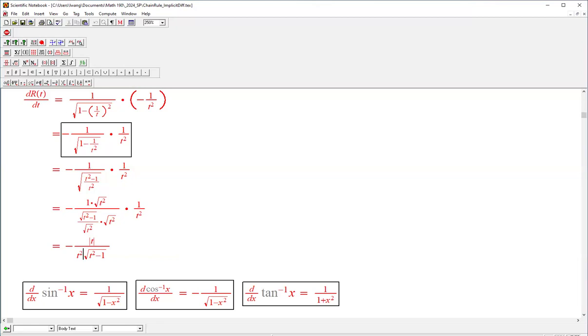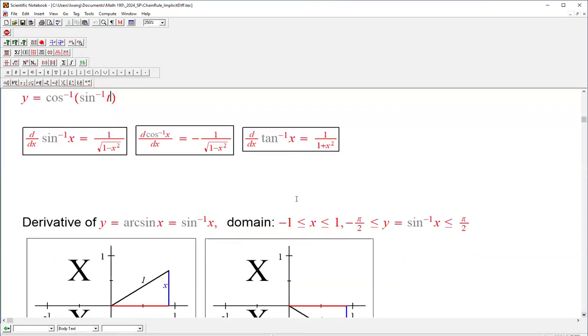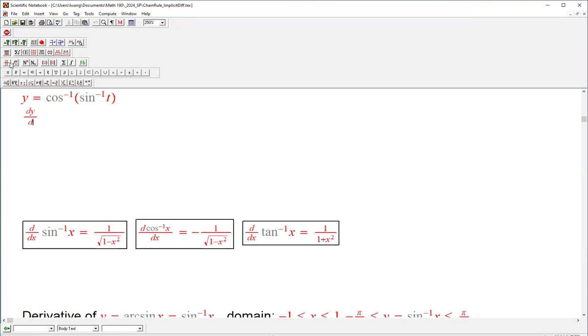Now I see two more that we're going to do. These are pretty much the even-numbered questions in your homework. This one is interesting. We have y equals arc cosine of arc sine of t. Look at that. We have two layers of arc trig functions. So dy dt.